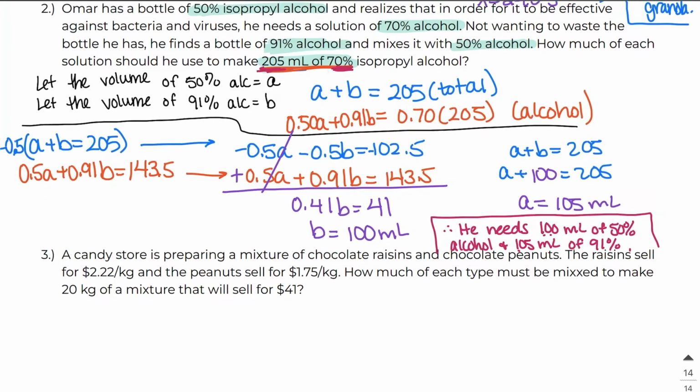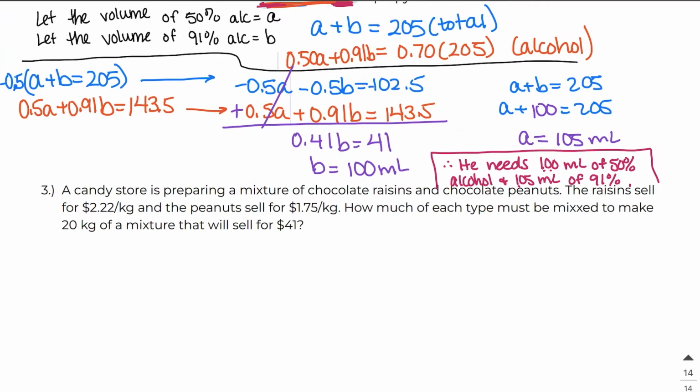All right, people, in our last example, we're told that a candy store is preparing a mixture of chocolate raisins and chocolate peanuts. The raisins sell for $2.22 per kilogram, and the peanuts sell for $1.75 per kilogram. So how many of each type must be mixed to make 20 kilograms of a mixture that will sell for $41? So this time in this question, the two things that we don't know are the weight of the chocolate raisins and the weight of the chocolate peanuts.